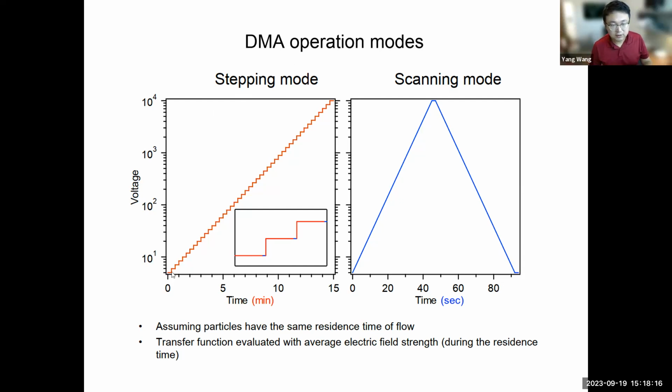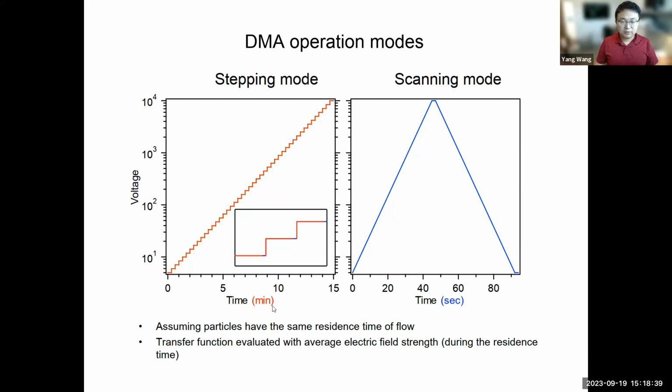You can see there's a clear issue with this stepping mode. That is, this measurement is very time consuming. You have to keep the DMA voltage there for a sufficiently long time so that you have a steady state, or a constant flow of classified aerosols going to the CPC, and then you record the value.